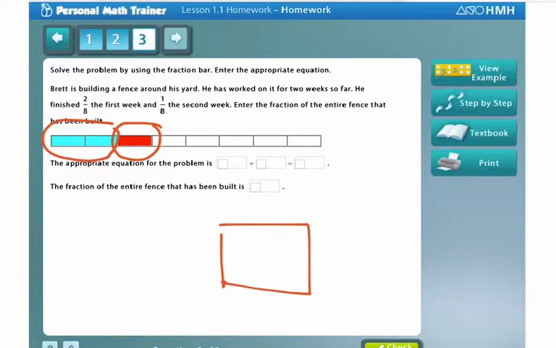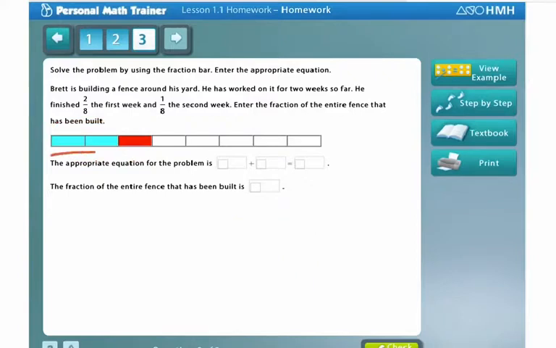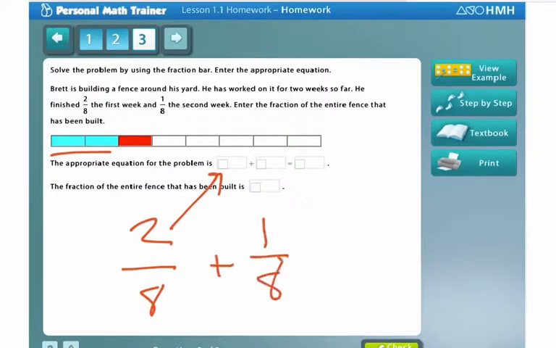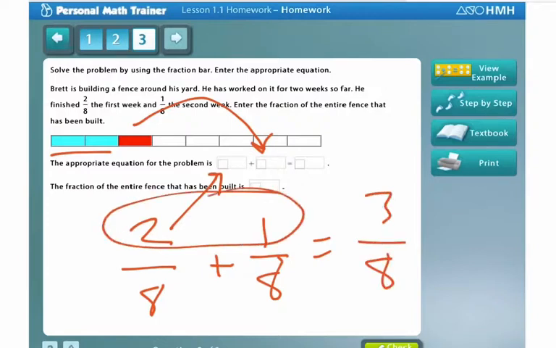So it's fairly obvious when you look at that. He has 2/8 here, and that would go there, plus 1 more eighth here, and that would go there, giving you a total of 3/8, because when you add fractions, you only add up the numerators, not the denominators. They stay the same. It's like saying 2 oranges and 1 orange, you end up with 3 oranges. And here it's 2/8 plus 1/8 is 3/8. So the total would be 3/8.